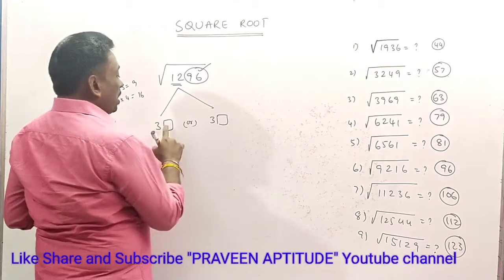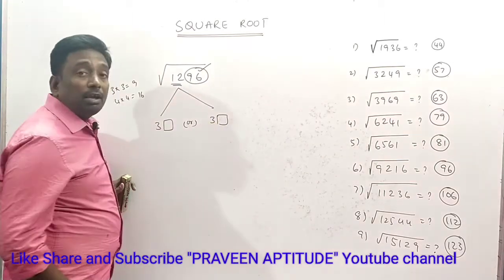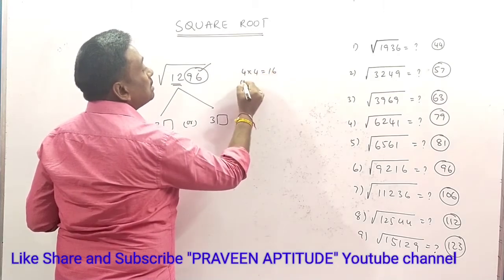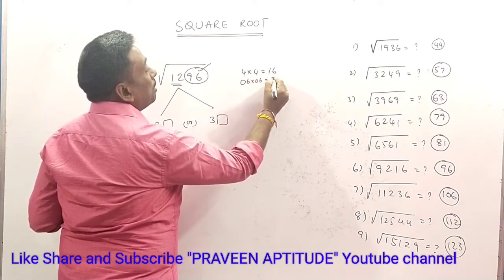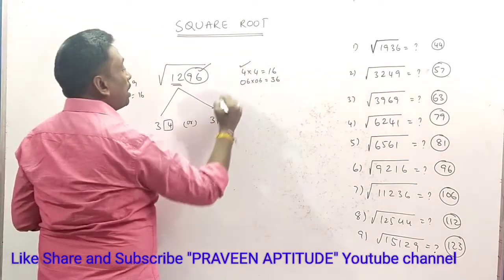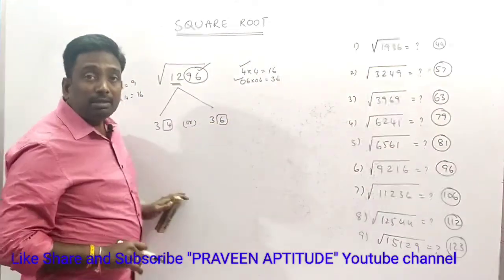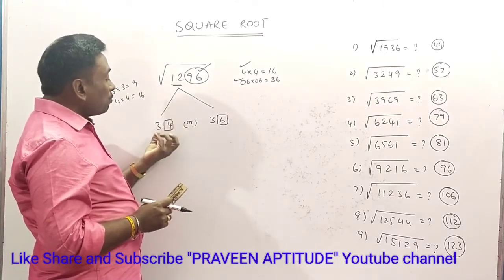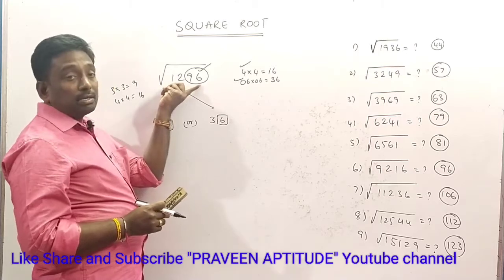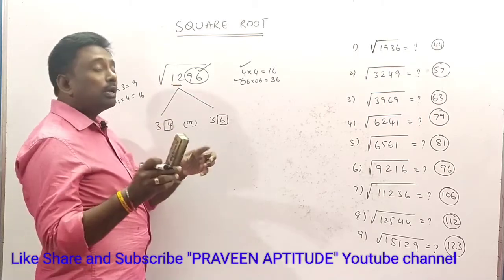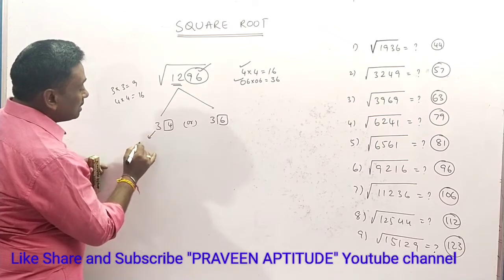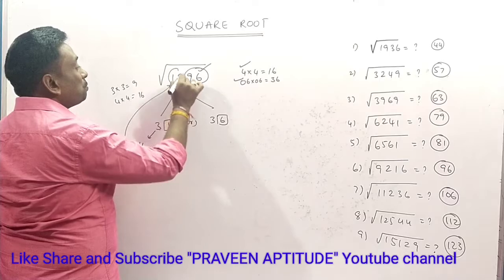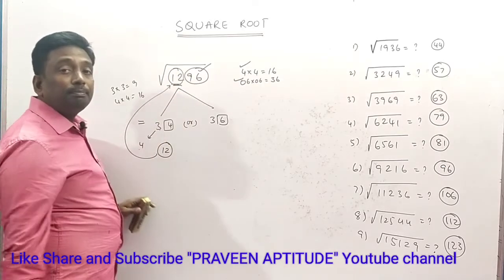Now we have to decide the right side digit. In this case there exists 6, which means 4 4s are 16 or 6 6s are 36. That's why we have to take either 4 or 6 as the last digit. Now we have to observe which number we have to take for the square root of 1296, either 34 or 36. For that we multiply with the next digit. 3 4s are 12. Now 12, when we compare with the left side digit 12, those are equal.